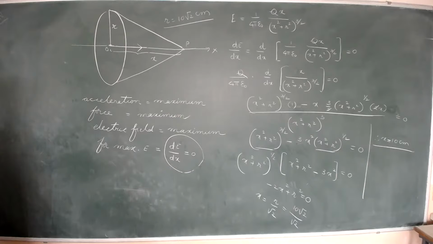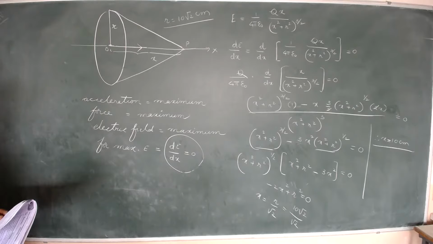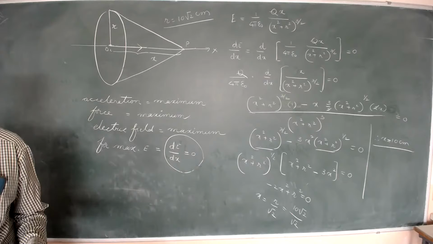The next problem is, if a charged particle is projected on a horizontal surface with a speed V naught, find the value of the dynamic coefficient of friction. Okay, dynamic friction. So this is, if the kinetic energy of the system is constant.